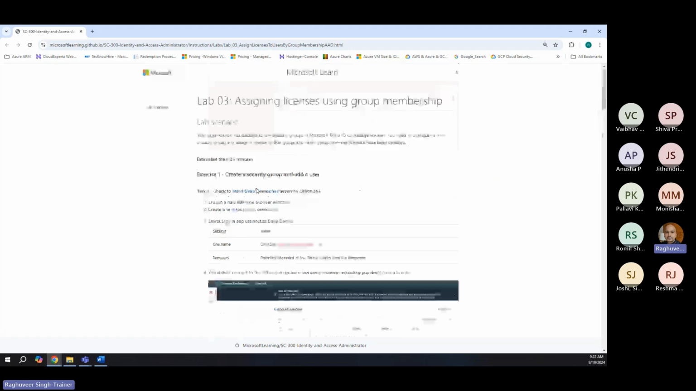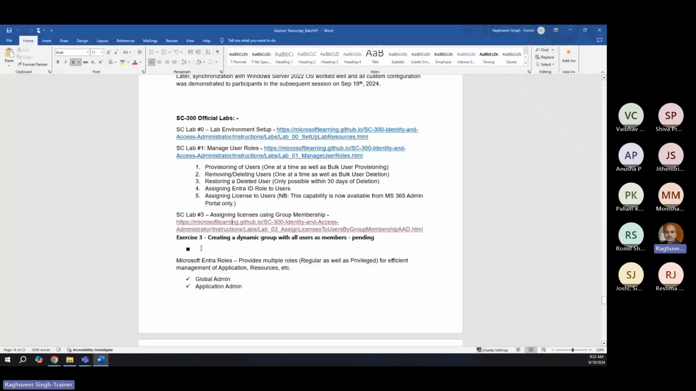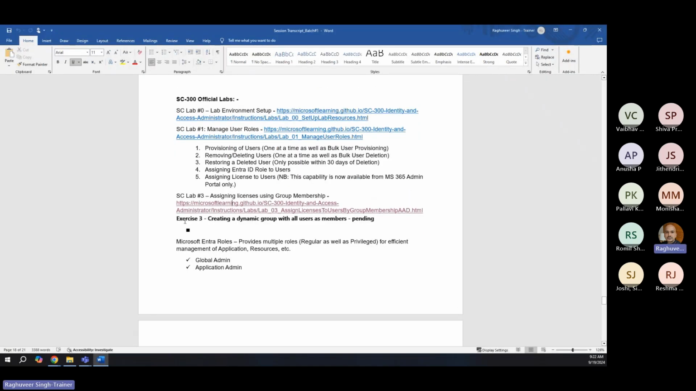So let's go ahead and do the first two parts of this exercise, which is to understand the process of creating a security group, assigning members to that group, and then assigning an existing license at the group level. These are the three pieces that you need to do in this exercise.